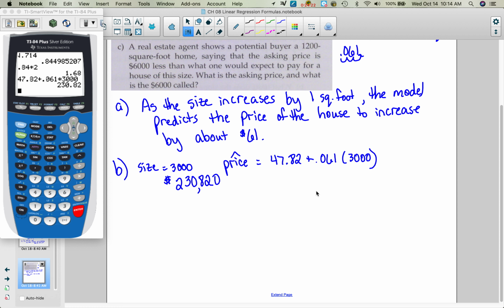So a real estate agent shows a potential buyer a 1,200 square foot home, saying that the asking price is $6,000 less than what one would expect to pay for a house of this size. What is the asking price, and what is the $6,000 called?